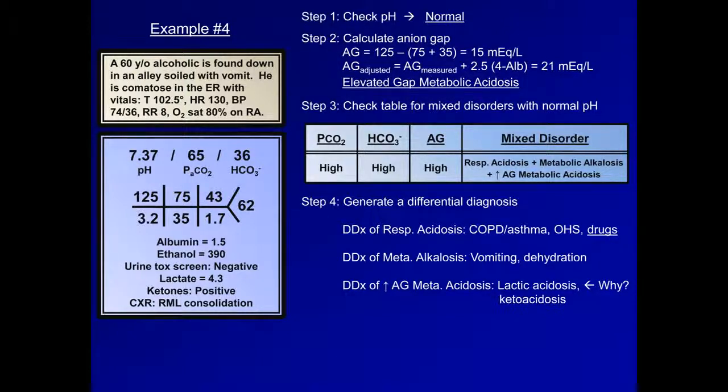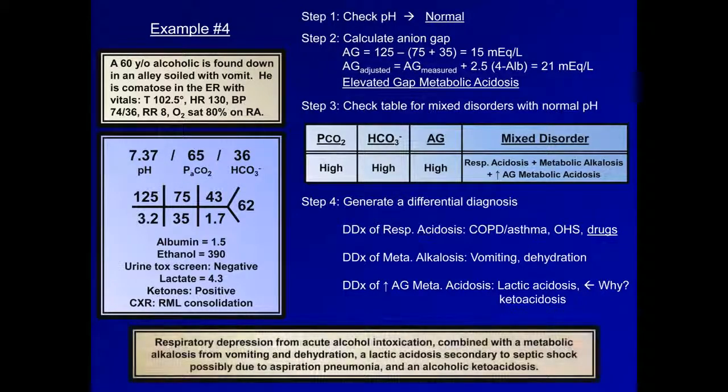Also, for a number of reasons discussed in the full-length version of Lecture 8, alcoholics are already much more prone to getting lactic acidosis in general than non-alcoholics. Therefore, our overall summary diagnosis would be respiratory depression from acute alcohol intoxication, combined with a metabolic alkalosis from vomiting and dehydration, and a lactic acidosis secondary to septic shock, possibly due to aspiration pneumonia and an alcoholic ketoacidosis.